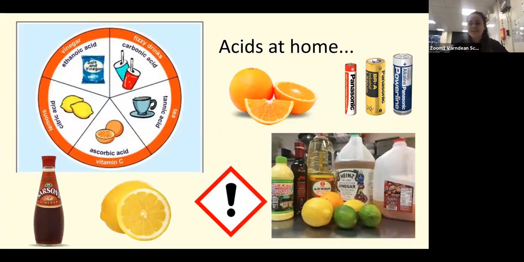You'll also find acid in batteries. Now, the acid in your batteries is a bit more harmful. That is more of a strong acid. So you need to be careful with battery acid and not to ever touch battery acid. And then again, this picture here with the vinegar.